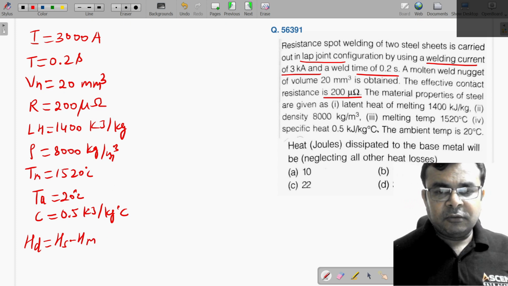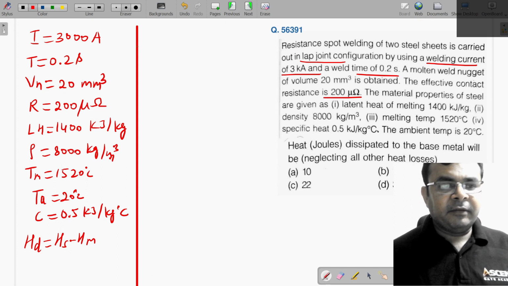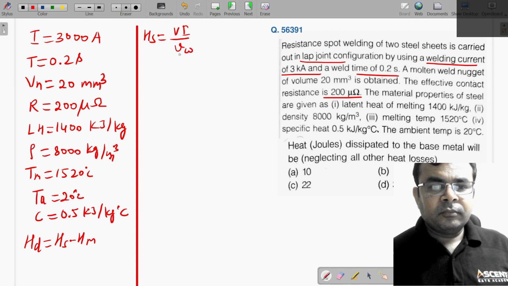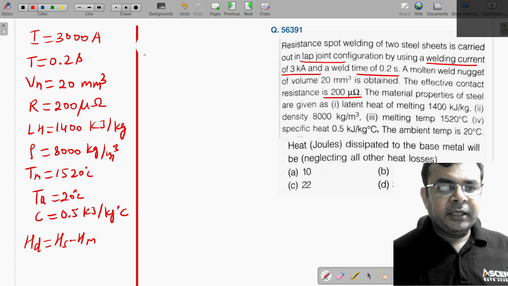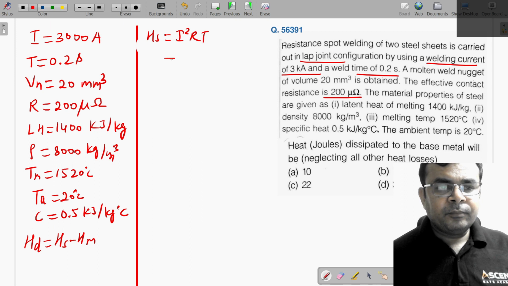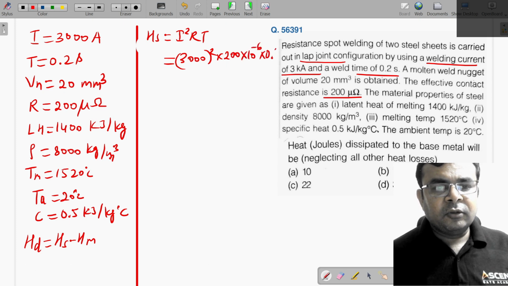Correct. So how to calculate? You can see here, more parameters are given. If I write HS, then this is nothing but VI over VW. Is there any welding? Oh, this is resistance welding, so I'm not using this formula. For resistance welding, the heat supplied is written as I square RT. Is it clear? This is 3000 whole square into 200 into 10 to the power minus 6 into 0.2.